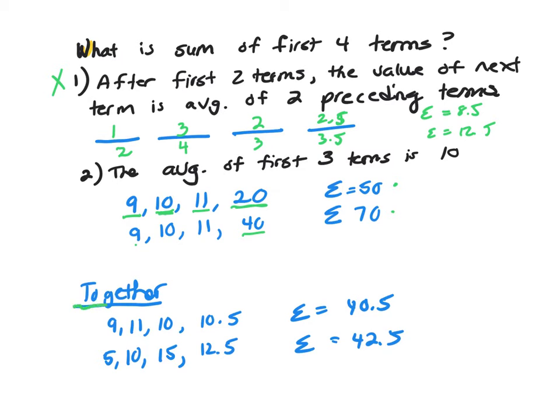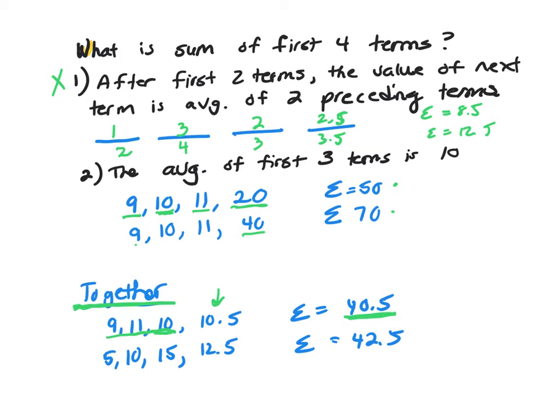So let's go together. Okay, so I start out with 9, 10, 11. Now, have I satisfied both cases? Yes. After the first two terms, 9 plus 11 is 20, and the average, 20 divided by 2, is 10. Okay? And then I've also satisfied that the average of the first three terms is 10. The average of those first three is 10. Now, based on clue 1, this next place would be 11 plus 10 divided by 2, and that average is 10.5. If you sum those four numbers together, you get 40.5.